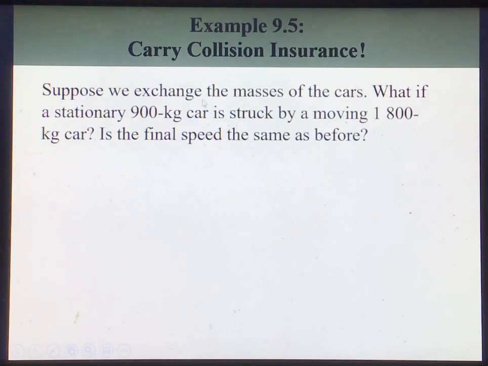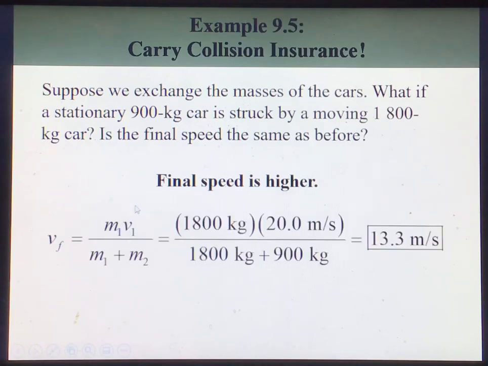Now suppose that we exchange the masses of the cars. So what if a stationary 900 kilogram car is struck by a moving 1800 kilogram car? Is the final speed the same as before? So let's see. The final speed is going to be higher, and we can do this. We just get v final is m1 v1 over (m1 plus m2). So again, if you plug everything in, you get a final speed that is 13.3 meters per second.